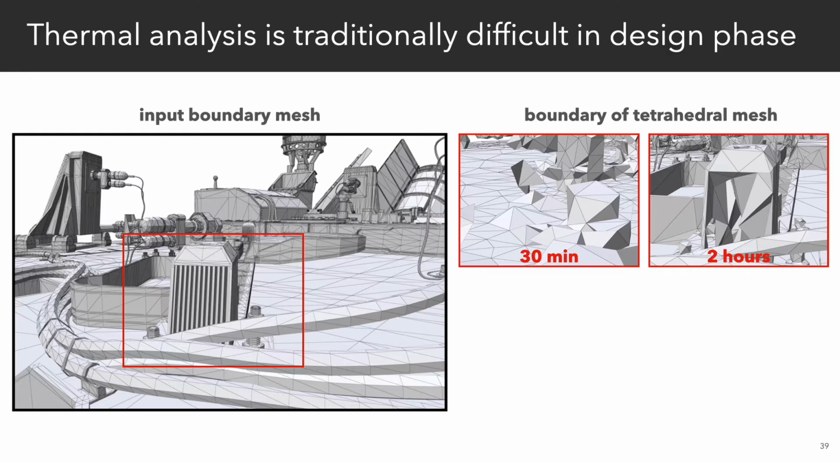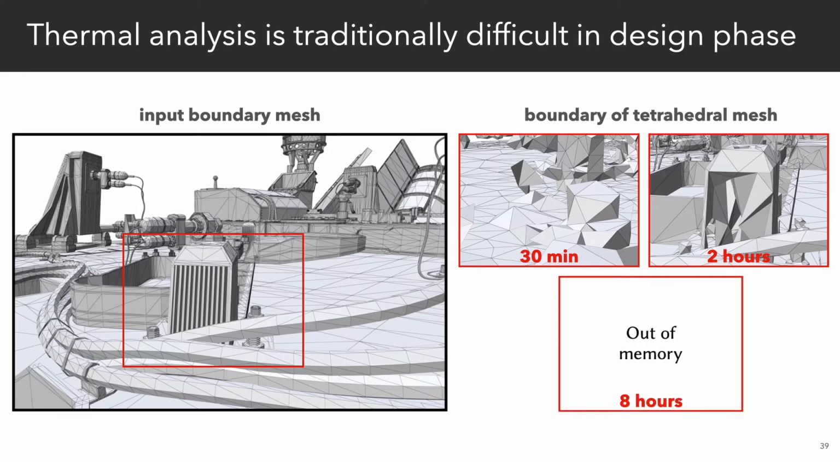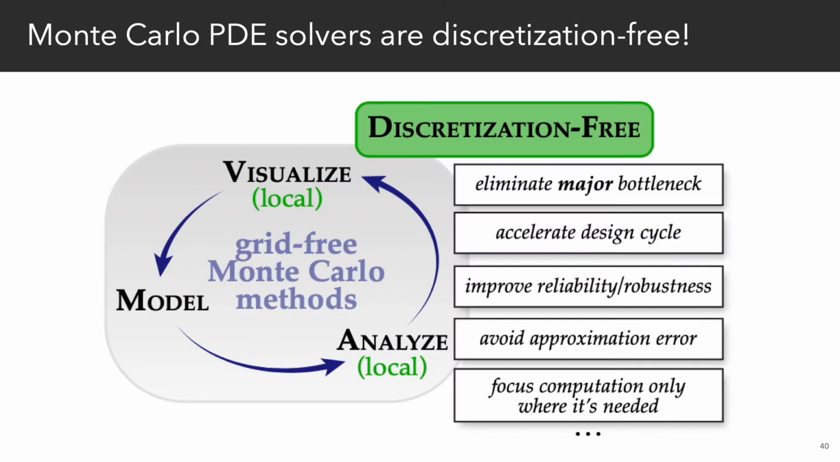In this case, we actually run out of memory completely if we allocate more processing time to state of the art meshing tools. The Monte Carlo approach eliminates these bottlenecks and demonstrates how physical simulation can be made more like rendering in terms of progressive and view dependent feedback.